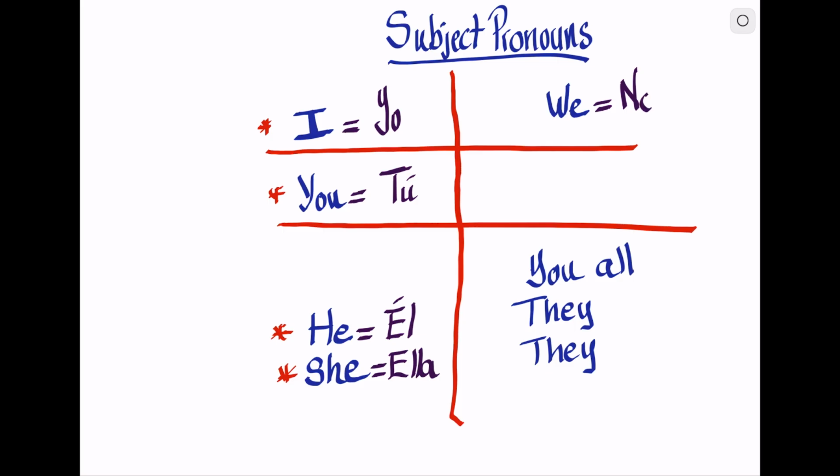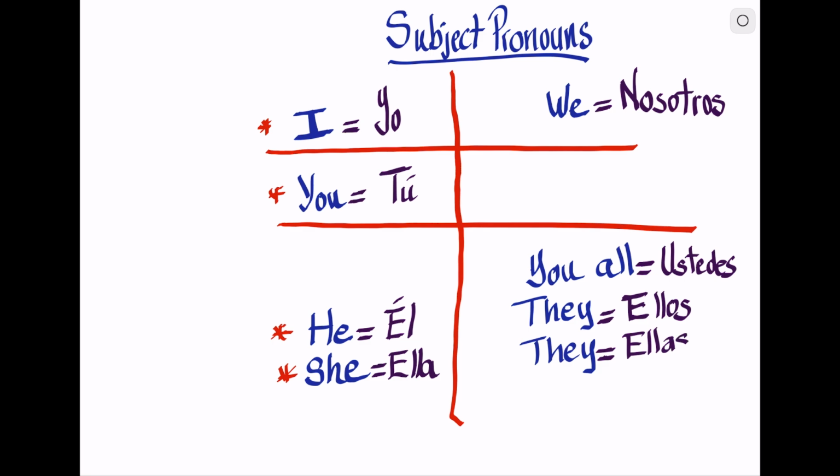Very good. Now, we is nosotros. You all would be ustedes. So when you refer to just one person, you will say you, but referring to more than one, you all, like ustedes. They, if it's a bunch of boys, or also can be boys and girls, ellos. But if it's a bunch of just girls, it would be ellas. Double L sounds like Y.